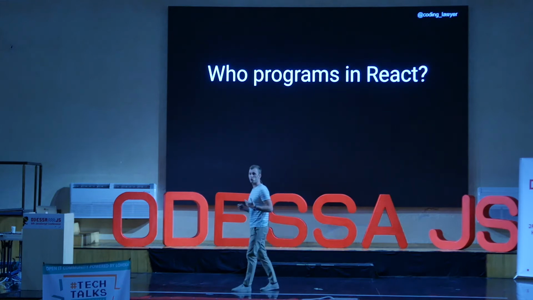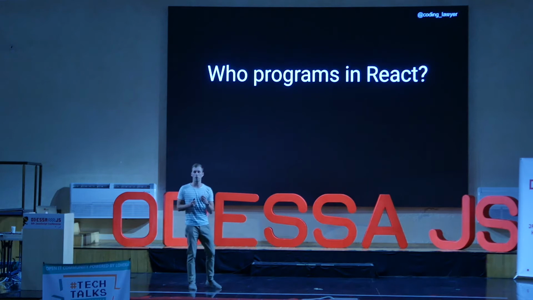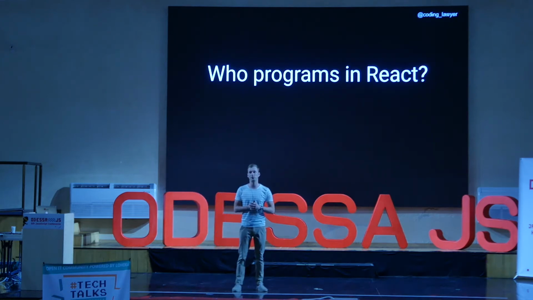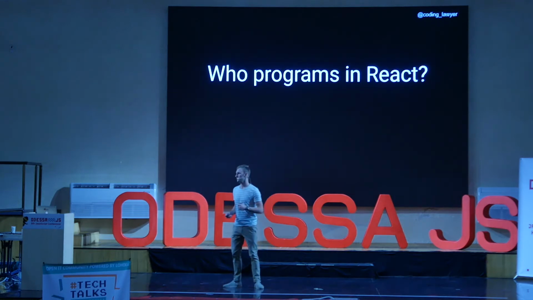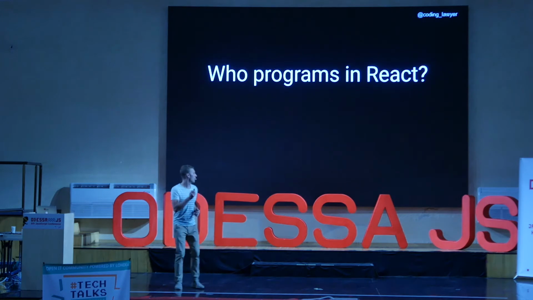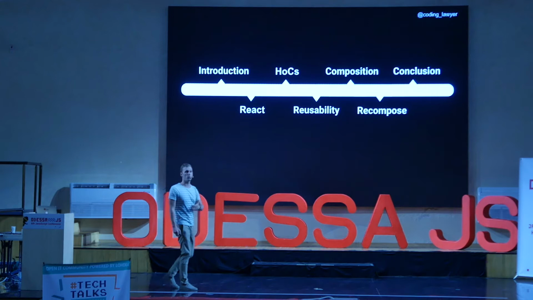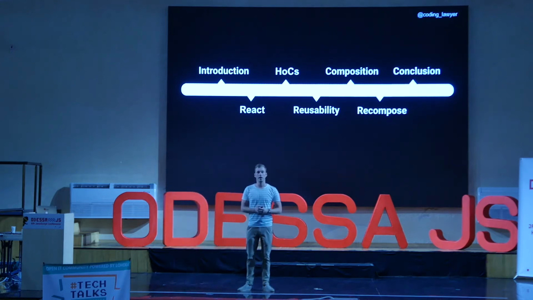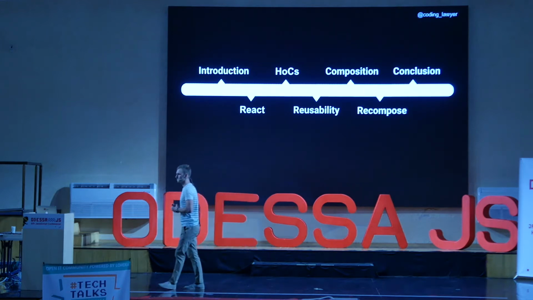And today, I will talk about higher order components, because we've used this pattern in a couple of our projects, and it really helps us keep our code base maintainable. And I believe it can help you as well. So, let's check the agenda for today. We'll be talking about React, then we will move to higher order components, their reusability, their composition, then we will talk about Recompose library, and then we will conclude.